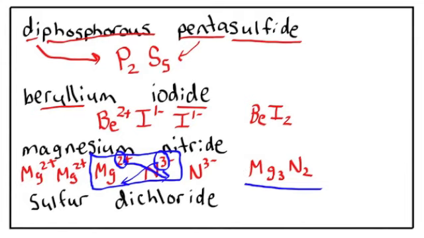Last one, sulfur dichloride. Sulfur dichloride, I recognize sulfur and chlorine. I also recognize this di here, so this would be monosulfur, but we always drop that on the first one, so it's sulfur, di means 2, sulfur dichloride, and we get SCl2.